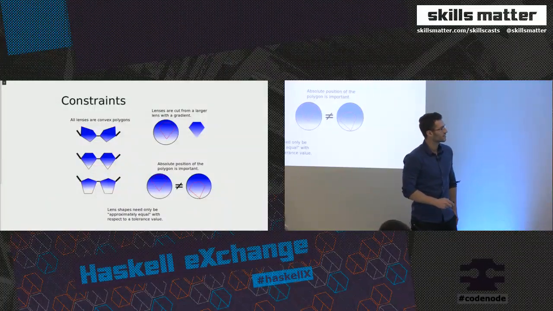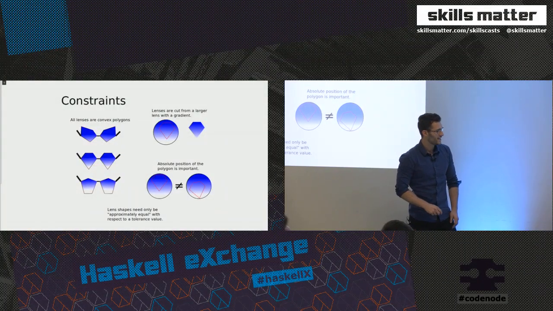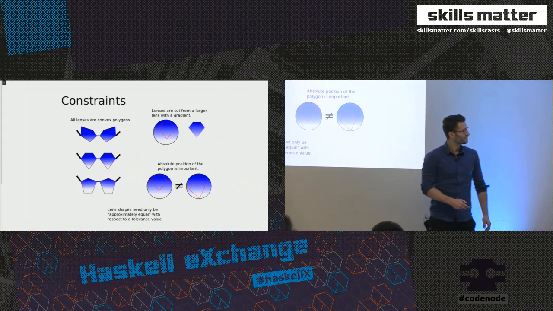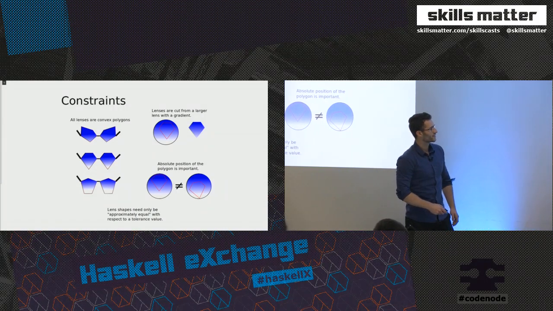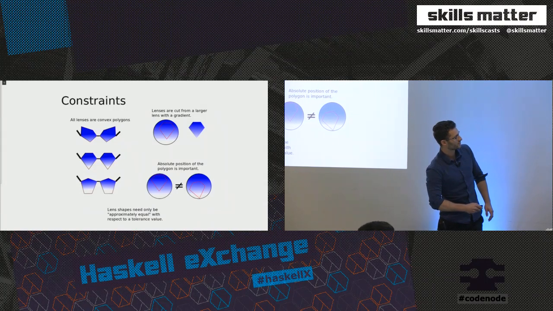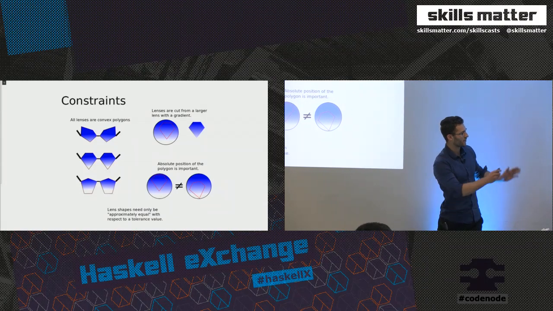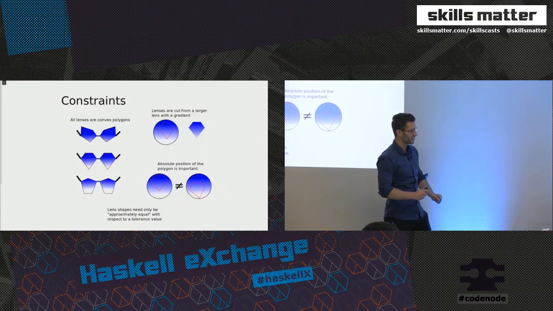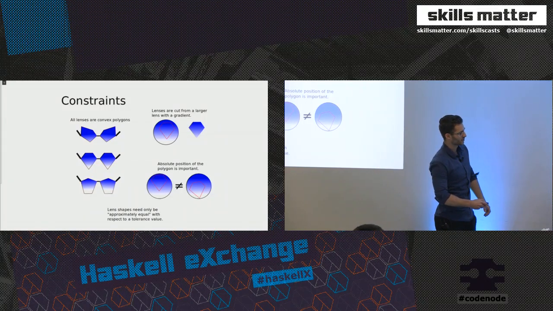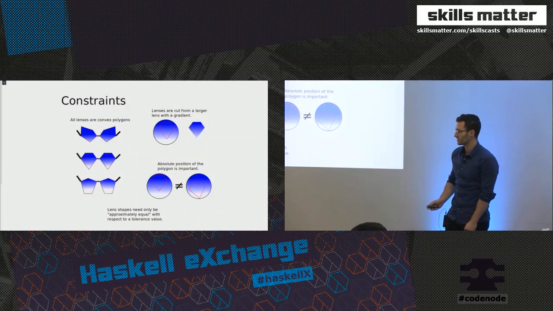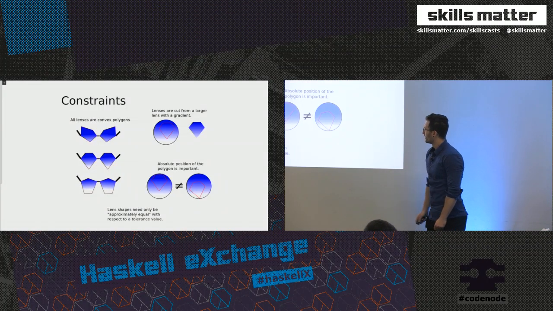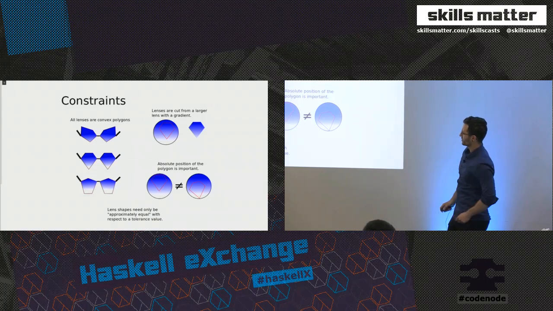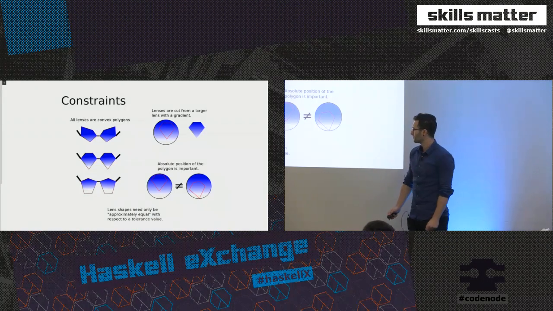So some constraints: they're all convex polygons. That's because they're more trendy, and also it makes this talk a lot easier. They're cut out of a larger lens with a gradient on it, so we want the lenses to have the gradient in the correct position. So the actual absolute position of the polygon is important here, right? You can see these two shapes are kind of similar, but they're in a different position, so we would not want to consider them equal, okay?